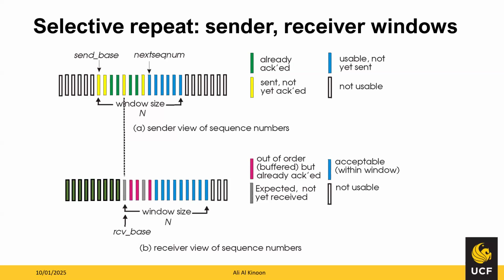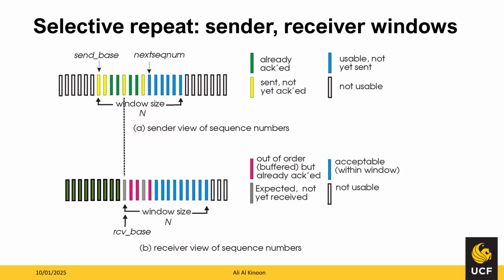At the bottom, we have the receiver view. Blue is the correctly received, in-order packets. Pink are out of order, but they are buffered here. They're out of order, buffered, but already acknowledged. Then we have the black arrow, the receive base. It points to the next expected packet, which highlights the next packet that is supposed to be delivered in order. And the window shows which sequence numbers are acceptable. So that is the key point.